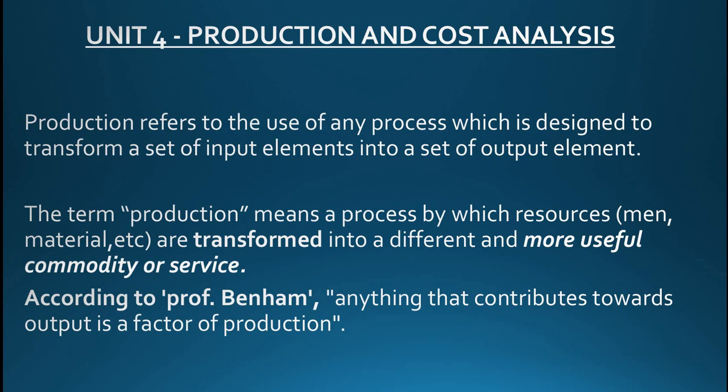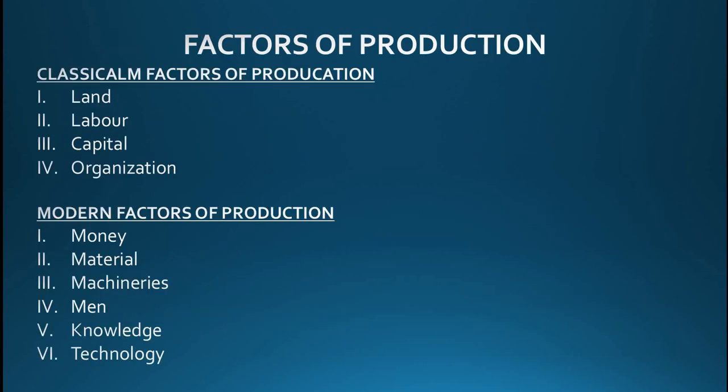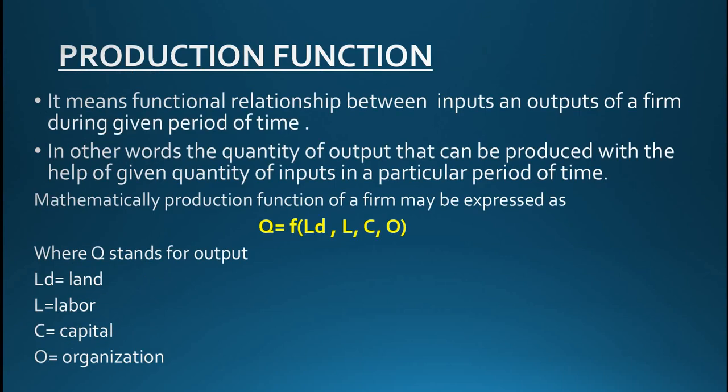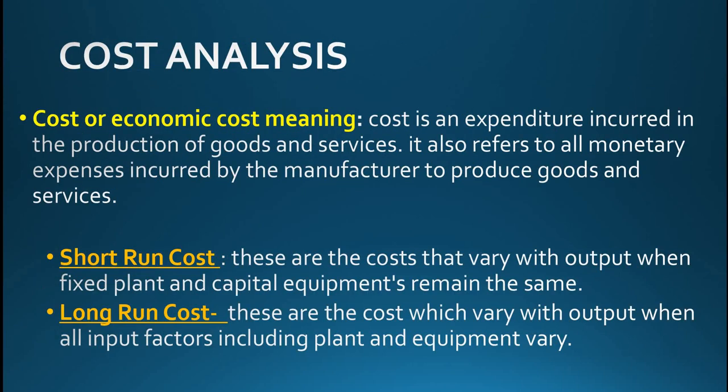So in the last class, we started with unit number 4, production and cost analysis. We studied the meaning of production, the definition of production, and factors of production. In that, we studied classical and modern factors of production, and also the production function. Correct? So in today's class, we are going to begin with cost analysis.